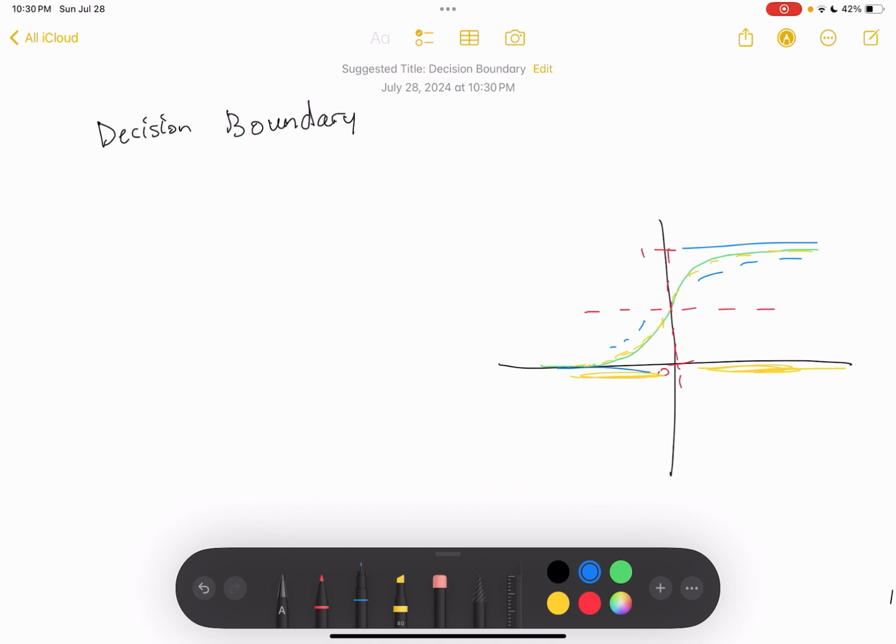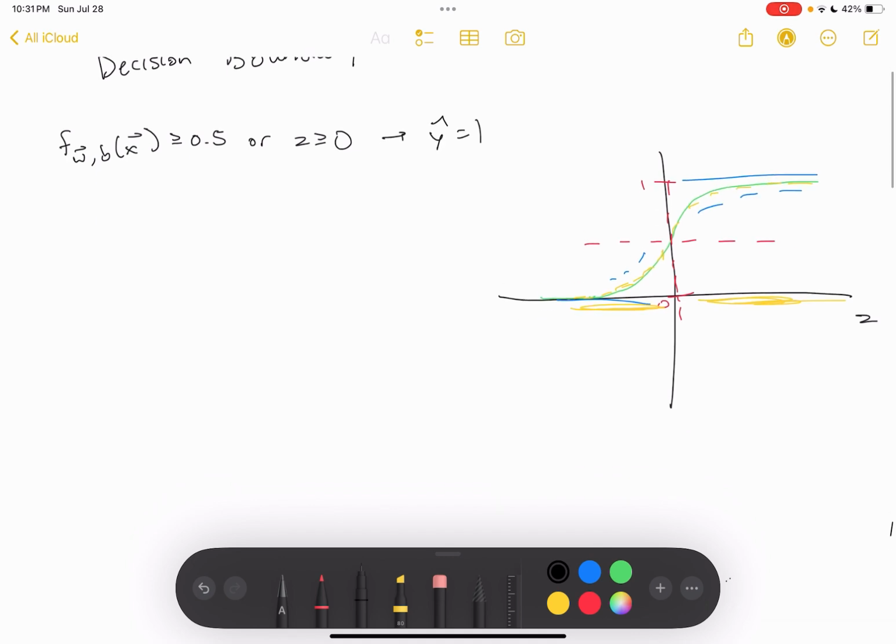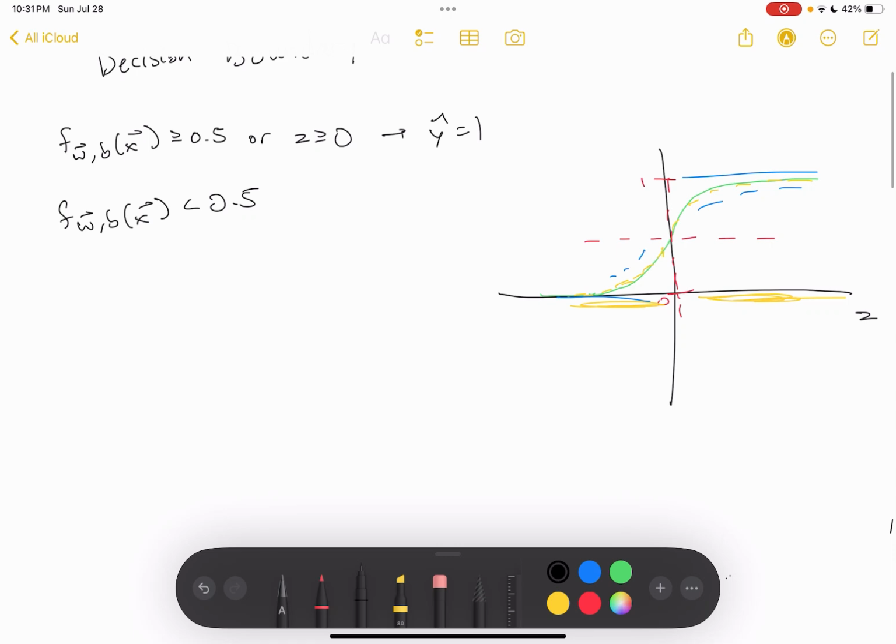So in other words, when our function is greater than or equal to 0.5, or z, which is our x value, is greater than or equal to 0, our model is going to output 1. In contrast, when our model is less than 0.5, or z is less than 0, our model will output 0. And you can see basically that this box right here models this scenario, and this box right here models that scenario. Now, of course, it goes on infinitely this way and infinitely that way.